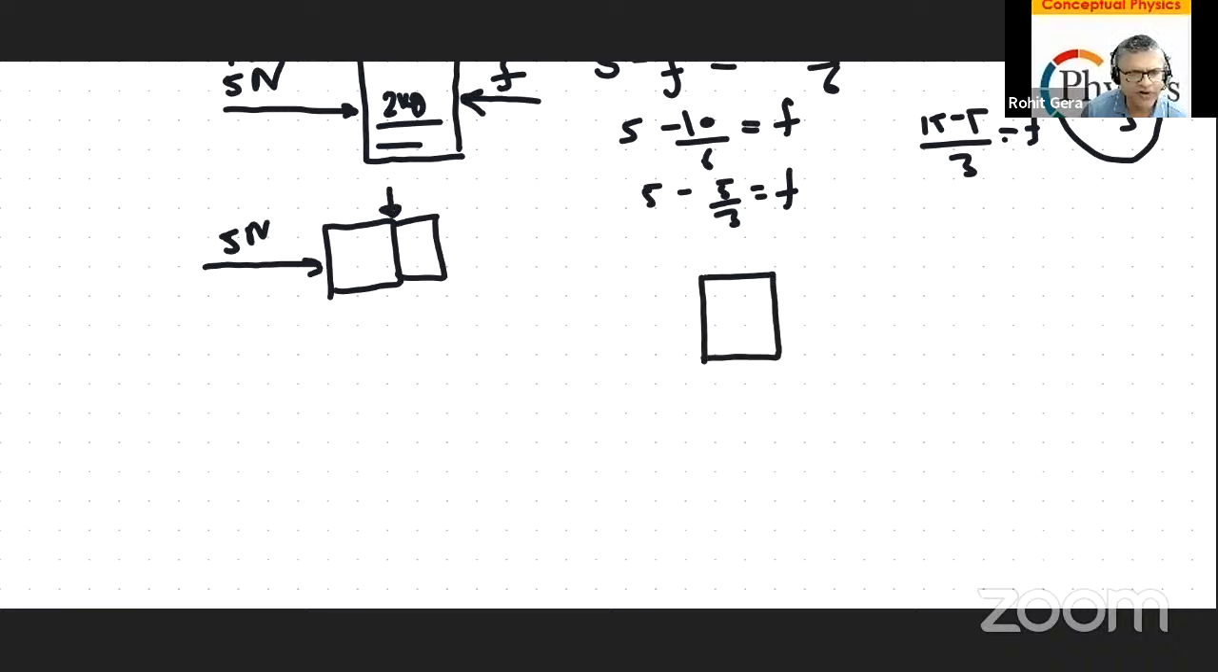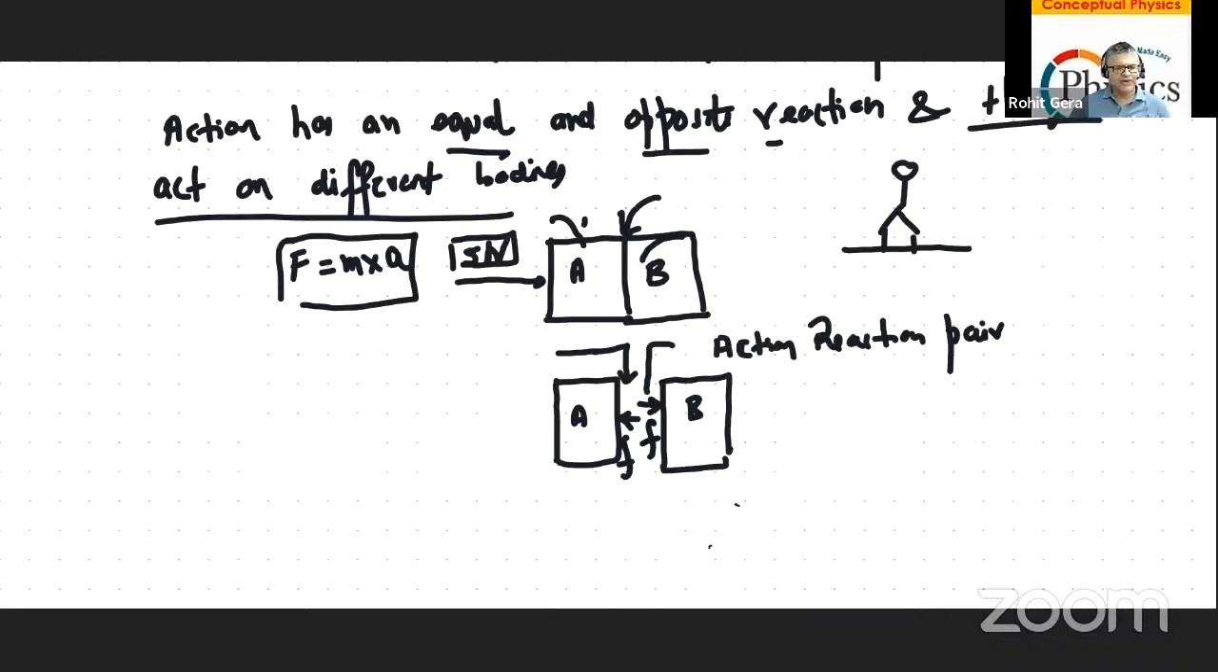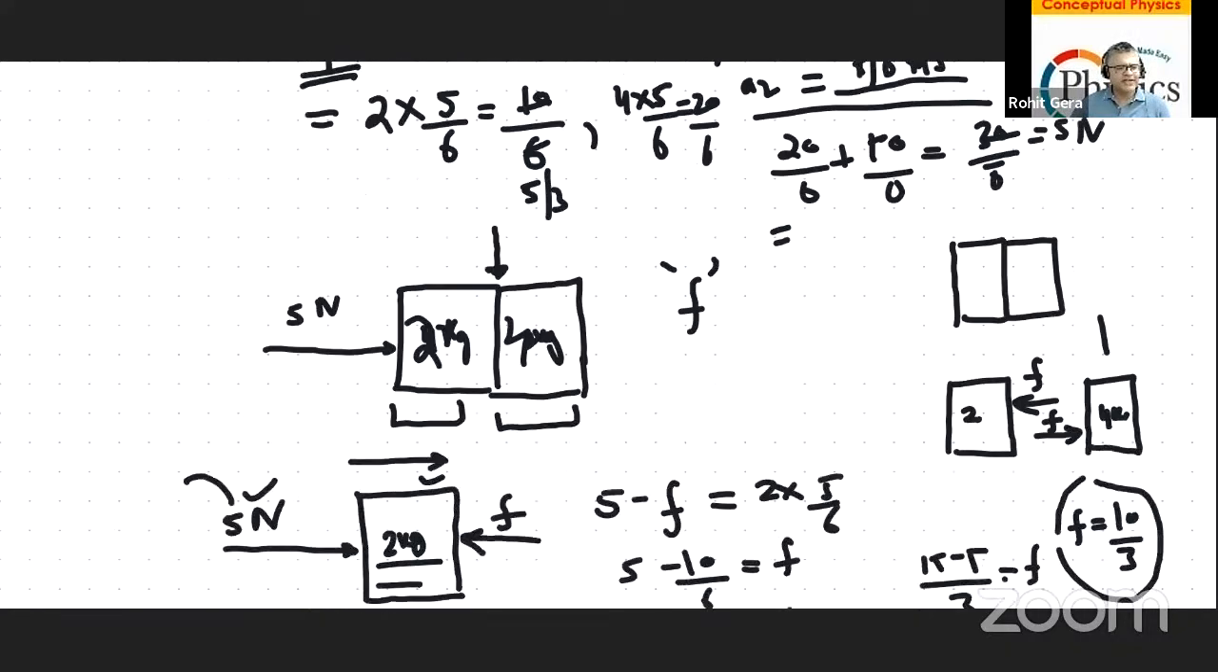Any question so far in your mind? So your first sentence, action has an equal and opposite reaction, but I just changed it, but they act on different bodies. Action is acting on one and the reaction is acting on the other. 2 kg has started the process.